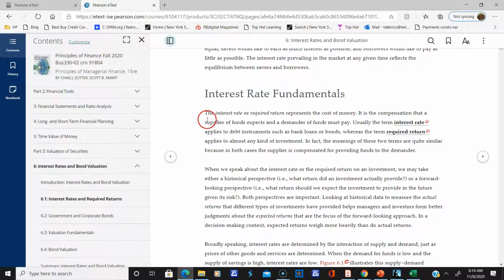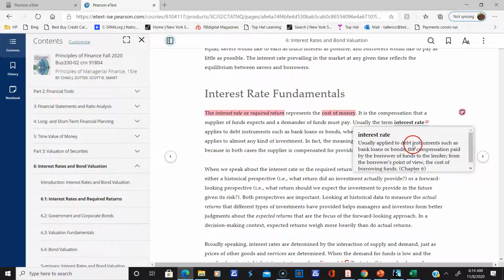So the interest rate, and there are two terms here that come up: the interest rate or required return. Those go hand in hand. They're common words, right? It represents the cost of money. So that's what you're going to pay for money. It is the compensation that a supplier of funds expects and a demander of funds must pay. Usually the term interest rate, and let's click on that, is applied to debt instruments such as bank loans or bonds. It is the compensation paid by the borrower of funds to the lender; from the borrower's point of view, the cost of borrowing funds. Okay?